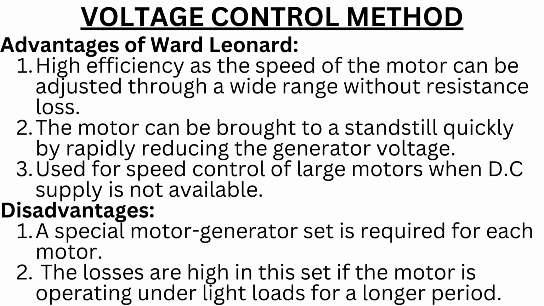Advantages of Ward-Leonard: 1. High efficiency, as the speed of the motor can be adjusted through a wide range without resistance loss. 2. The motor can be brought to a standstill quickly by rapidly reducing the generator voltage. 3. Used for speed control of large motors when DC supply is not available. Disadvantages: 1. A special motor generator set is required for each motor. 2. The losses are high in this set if the motor is operating under light loads for a longer period.